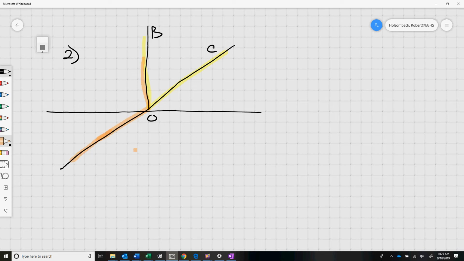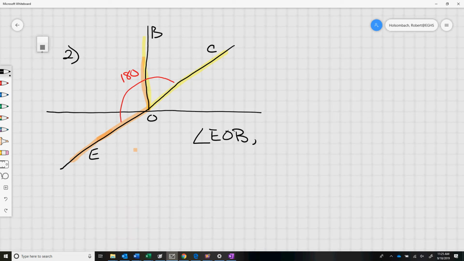These two angles now, they form a line, so they sum 180. And this vertex down here, this was E, so angle EOB. You could also call it angle BOE. Those two angles are supplementary to each other.